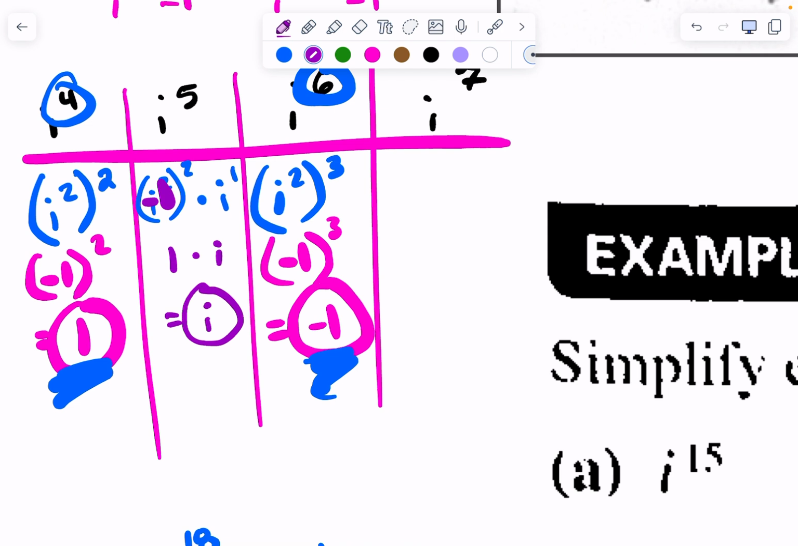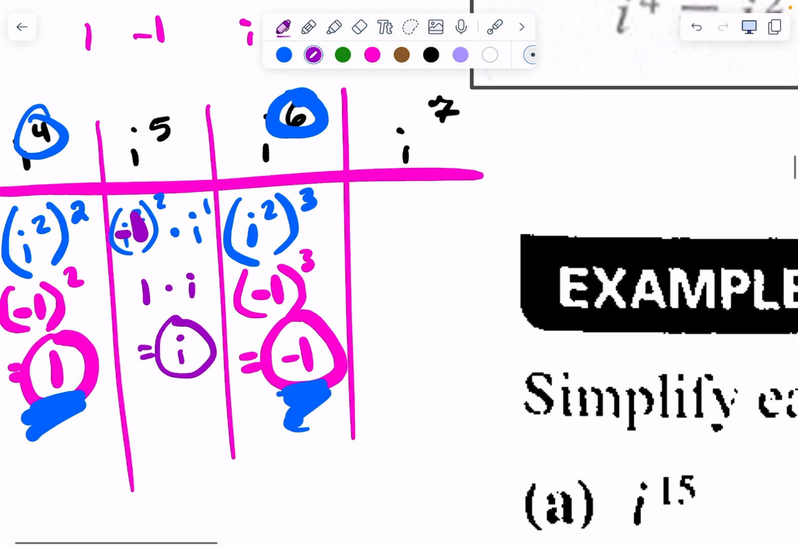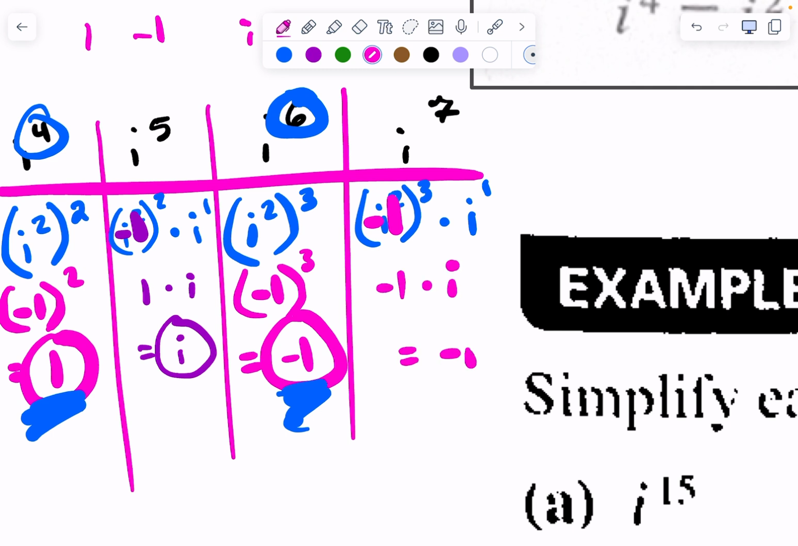Confusion? Not too bad, okay? I to the 7th power works the same. We got I squared, and I'm trying to get really close to 7. So I'm going to do 3, right? Because that will make 6 if I multiply those, times another I to the 1st power. That makes 7, okay? I squared is negative 1. Negative 1 cubed is still negative 1 times I. Negative 1 times I is just negative I.